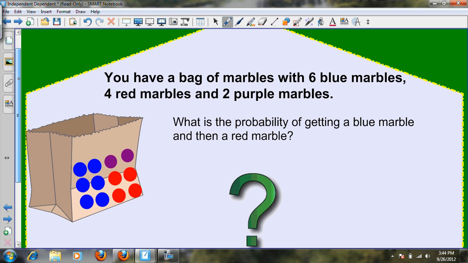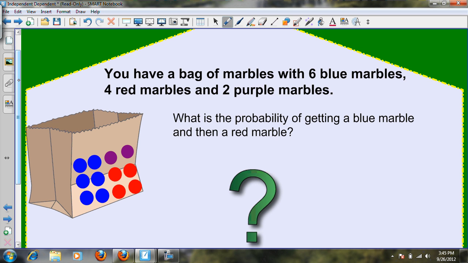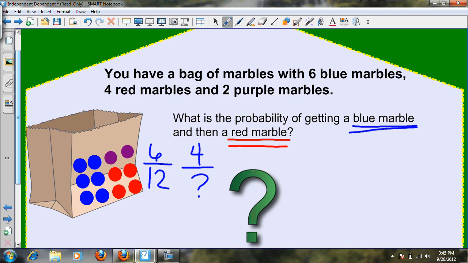As we move on, you have a bag of marbles with 6 blue marbles, 4 red marbles, and 2 purple marbles. What is the probability of getting a blue marble and then getting a red marble? There's a major question we need to ask. Once I take my blue marble, am I going to replace it before I take my red marble? The blue marble probability is 6 out of 12. My red marble probability is 4 out of, I'm not sure. What do I need to do?